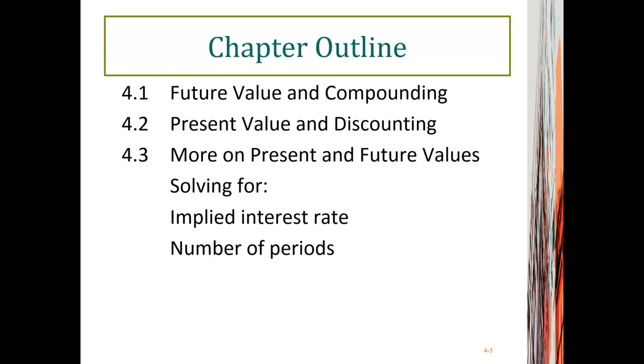And here's the outline of the chapter, and we have three important topics to discuss. The first one is future value and the compounding mechanism in calculating future value. The second one is present value and the discounting mechanism in calculating present value. And the last one is that we are going to learn useful techniques to solve for implied interest rates or number of periods for a typical finance problem.